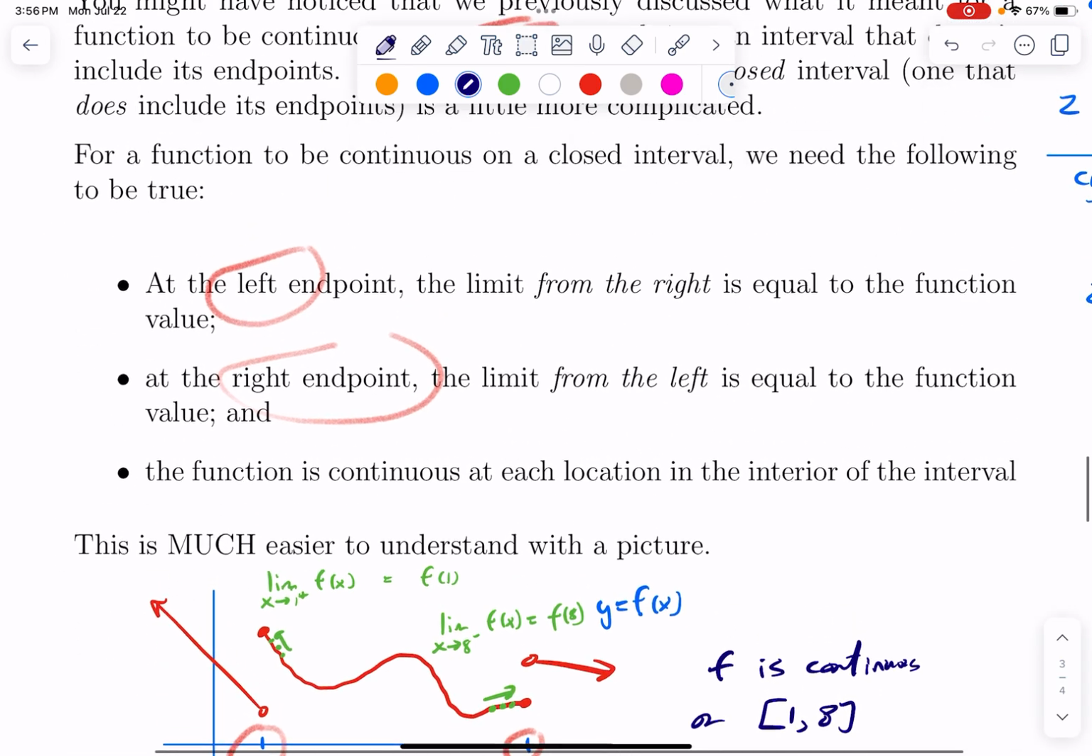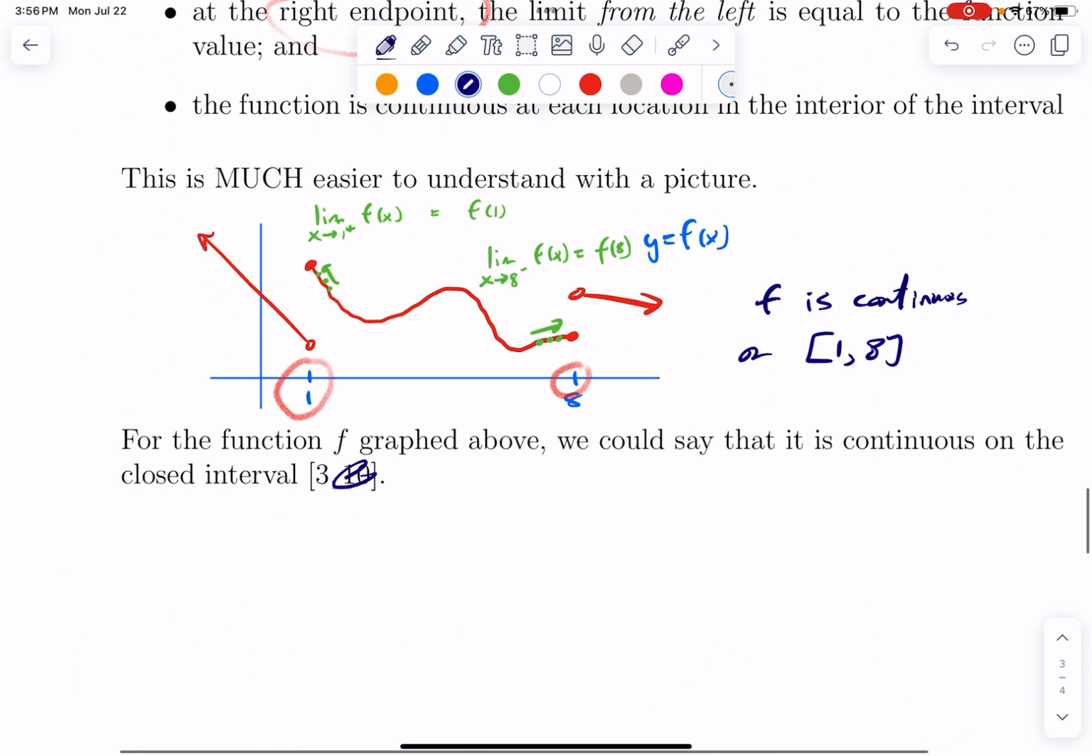Oh, so I actually had in mind an example here with 3 to 10. Let's just change that to 1 to 8.